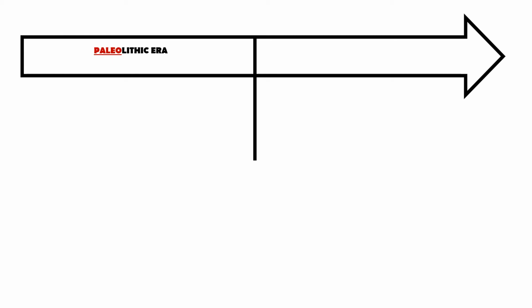So let's begin with the Paleolithic era, and eventually we'll transition to the Neolithic era, just like we would be moving on a timeline. The line separating the two is going to mark the transition from one era to the next. What does Paleolithic mean? Paleolithic means old stone. The Paleolithic age is the old stone age.